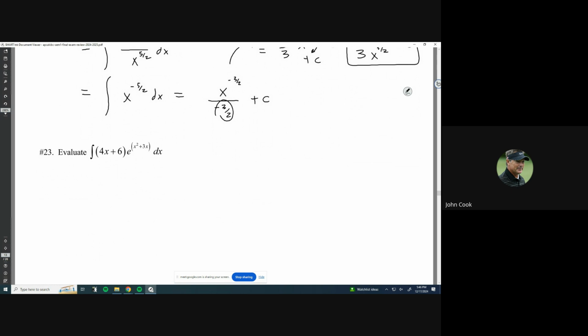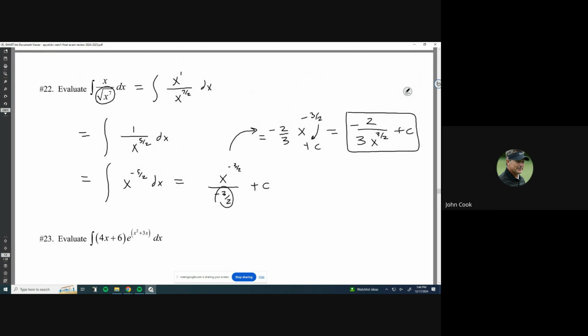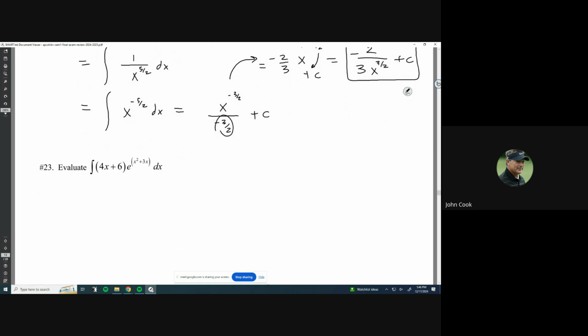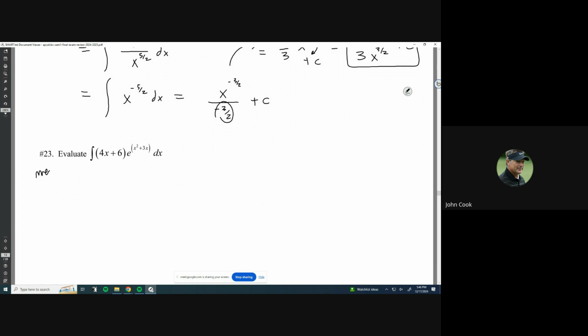Something and then times e to the something power. So I always think about it in a couple different ways. I did an algebraic manipulation here and just used the typical rule, the power rule. But really, you should be going like this. Think to yourself, is this a memorized rule? That's the first thing that should cross your mind.